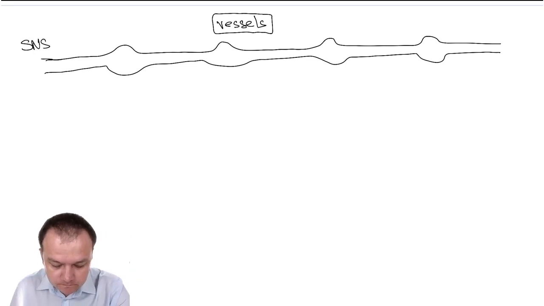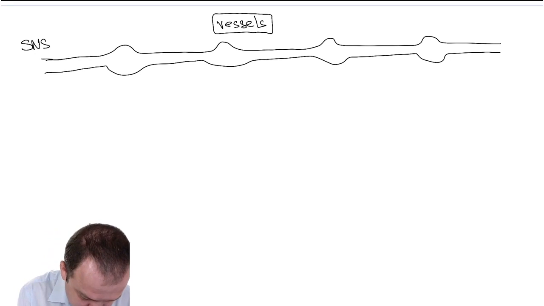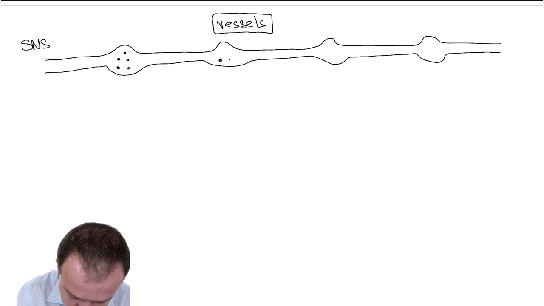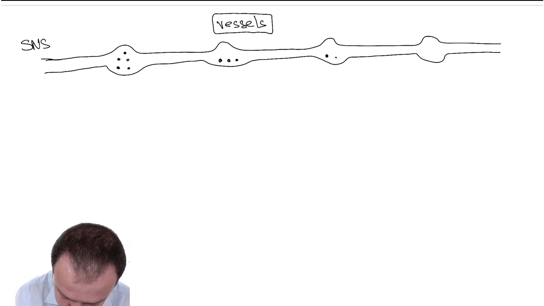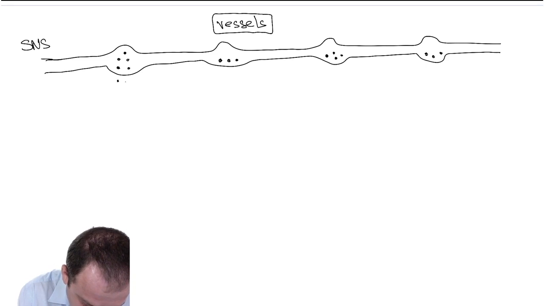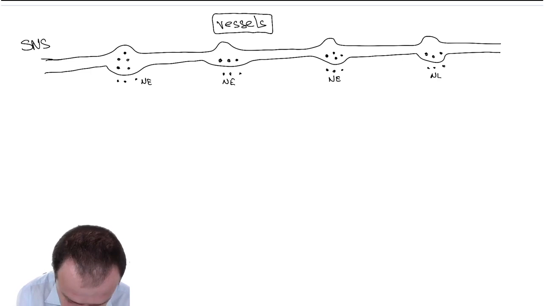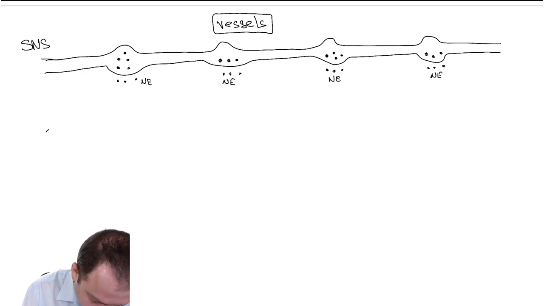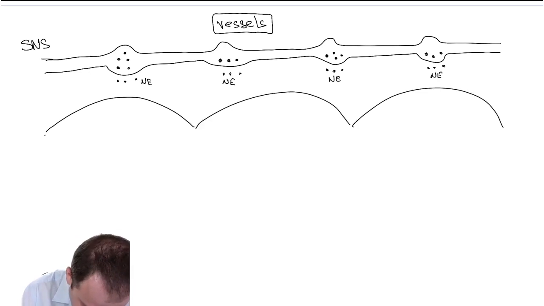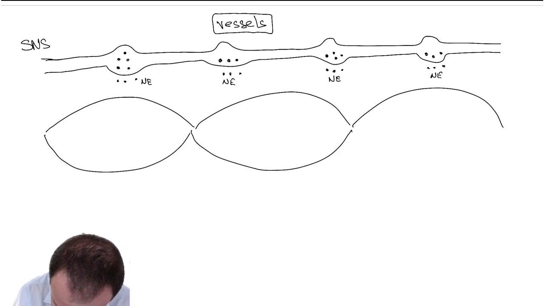The sympathetic nervous system produces fibers, or nerves, that produce these ampullae and release norepinephrine. So norepinephrine is responsible for maintaining vessel tone. Also, we have smooth muscles in the vessels, right?